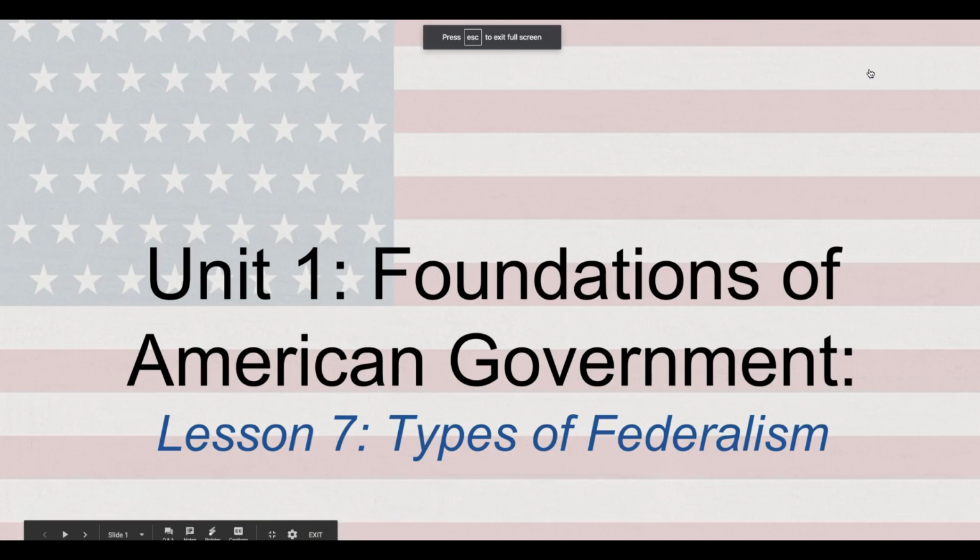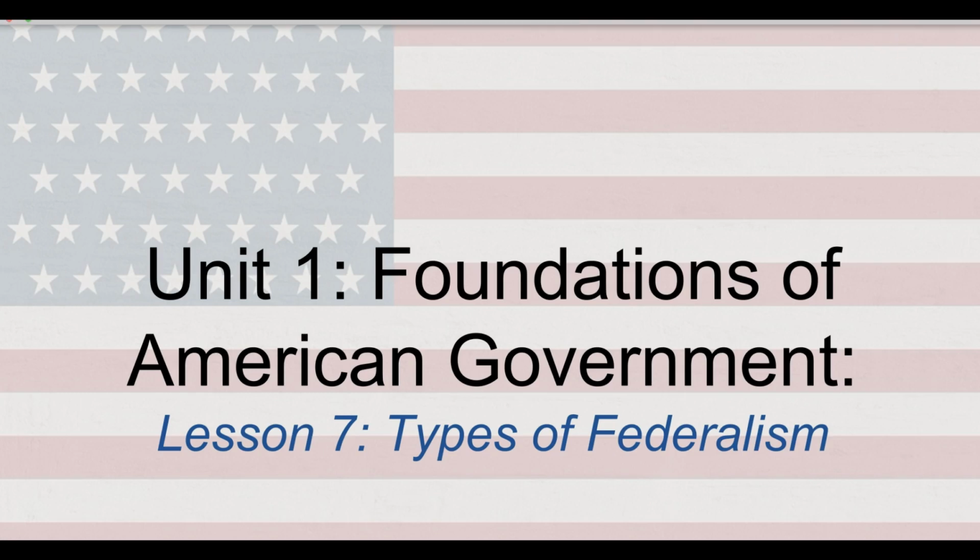All right, so continuing in the vein of federalism, American federalism, we're going to be talking about today in Lesson 7 the different types of federalism. Because throughout American history, as with most things, the type of federalism has evolved as we have gone through our nation's history. Different things have presented themselves on the national stage to really change the way that things are done in regards to federalism. So we will be talking about the different types.